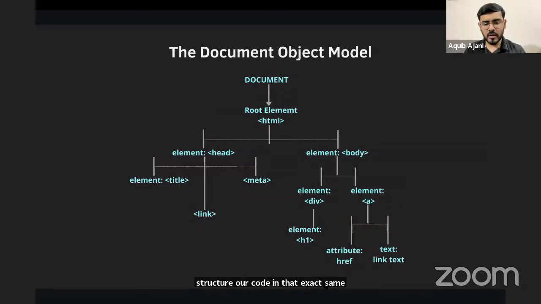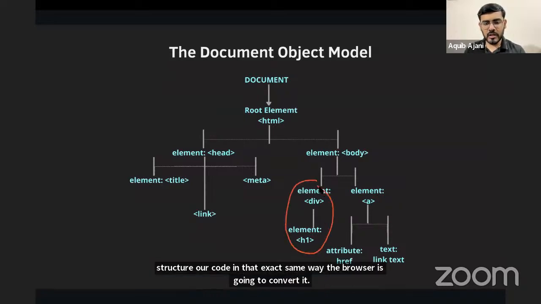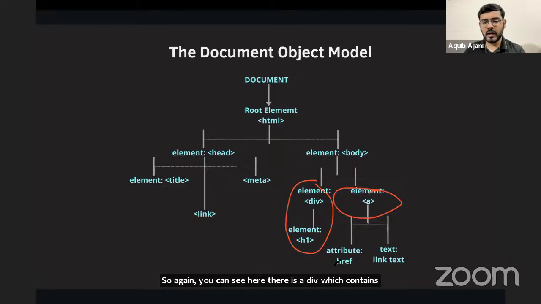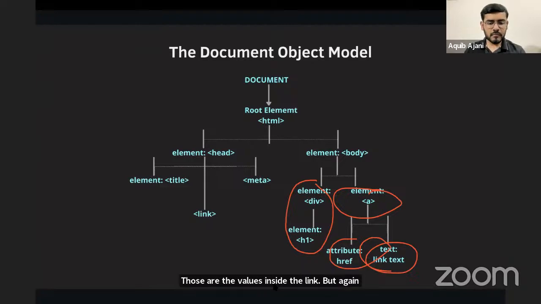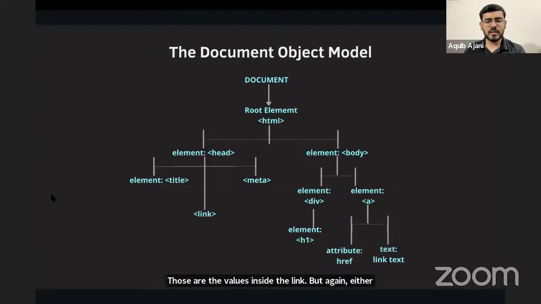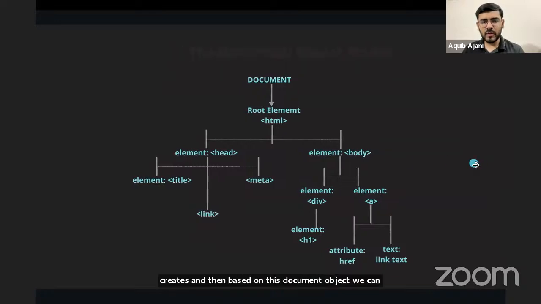So again, you can see here, there is a div which contains one element and then there is a link. Link contains attribute and text. Right? Those are the values inside the link. But again, either way, the idea is that this is a tree that the browser creates. And then based on this document object, we can access everything, right? So we have seen all of those things as well, one by one.